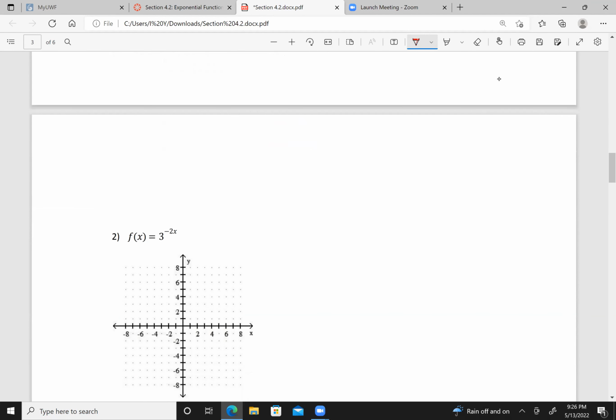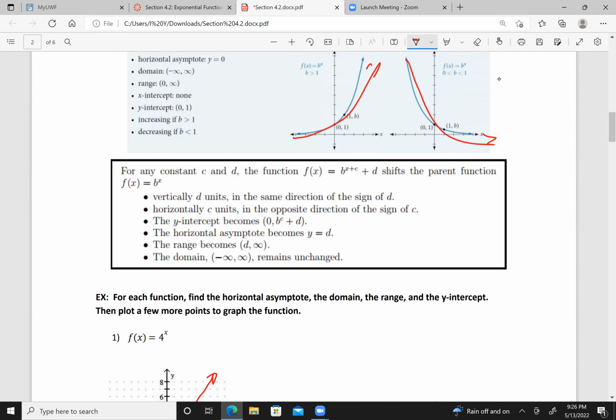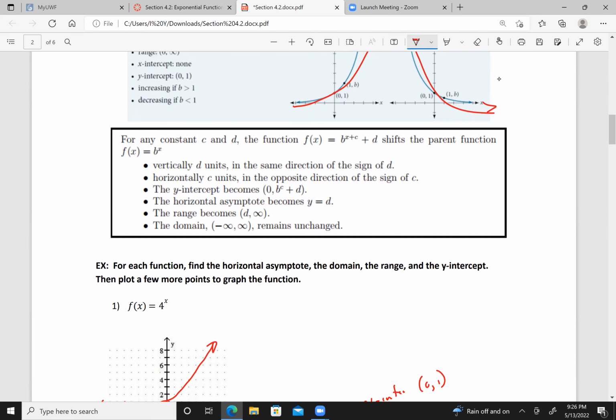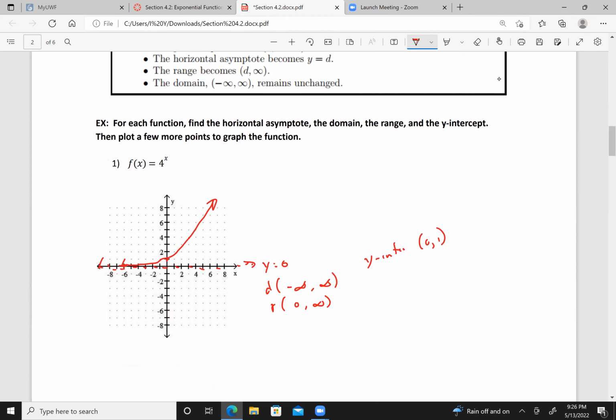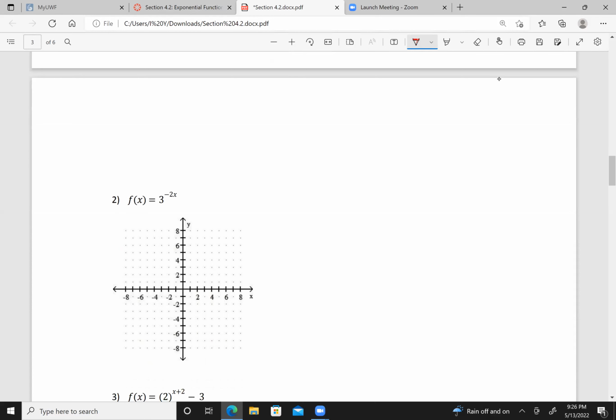So here we have f of x equals 3 to the negative 2x. So what are we looking at? We're not adding units, we're multiplying units. So here, the only thing that's going to change is our graph itself. So let's see. Again, our horizontal asymptote will be the same.